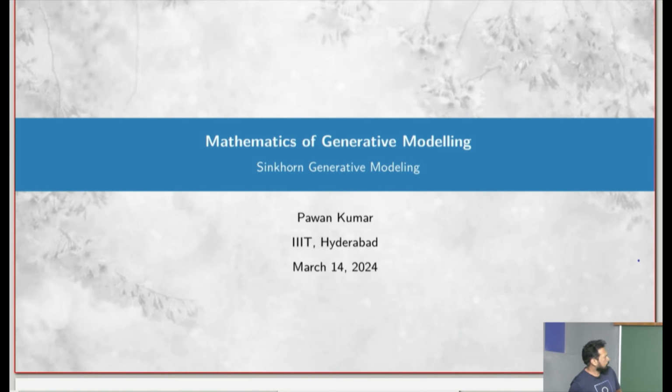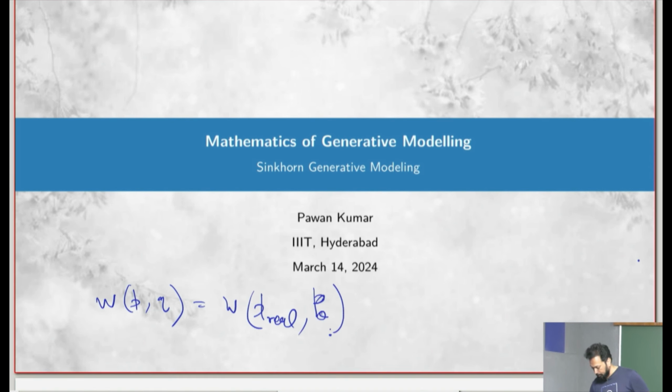So today we will do Sinkhorn based generative modeling. This is based on optimal transport. We have seen Wasserstein distance, and we have seen this W(P, Q) form, where P is, let's say, the real distribution, P real, and Q could be parameterized by some theta. So the image generation problem could be seen as a distribution parameterized by theta, and we are trying to make it go close to the real one in the sense of Wasserstein distance.